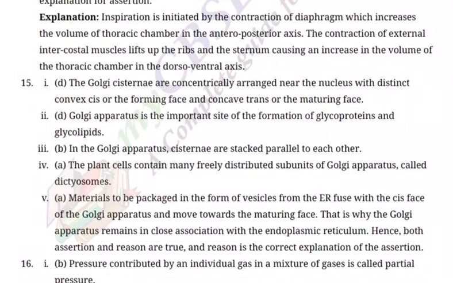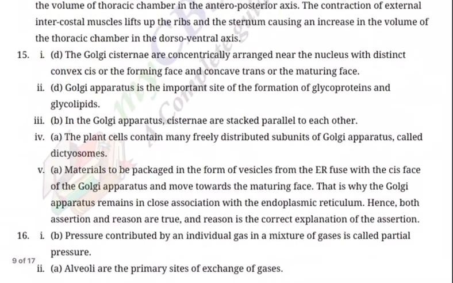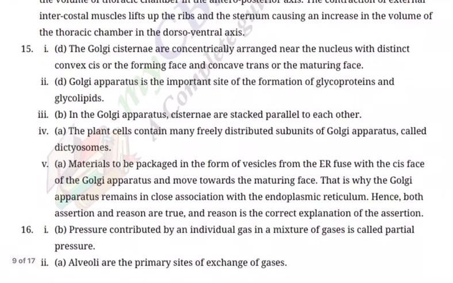Question 4. The plant cell contain many freely distributed subunits of Golgi apparatus called dash. That is, dictyosomes. The plant cells contain many freely distributed subunits of Golgi apparatus called dictyosomes. And fifth one is assertion reasoning. And for that, answer is A.